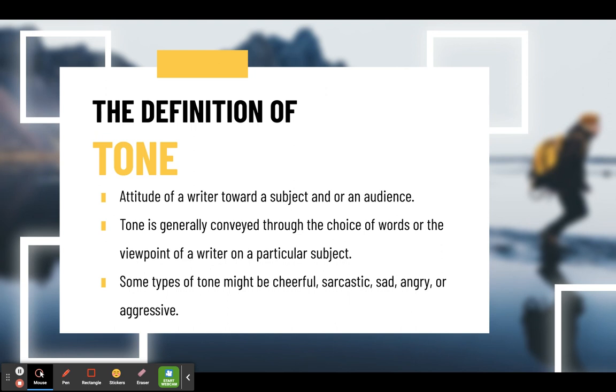The tone is how the writer shows their attitude toward a subject. So if I said the definition of tone, that's me being cheerful, right? My tone is cheerful. If I say the definition of tone, that's angry. My tone is going to come across angry. Tone is a lot easier to spot in person when we have inflections in our voice than it is in writing, but you can understand tone through writing as well.